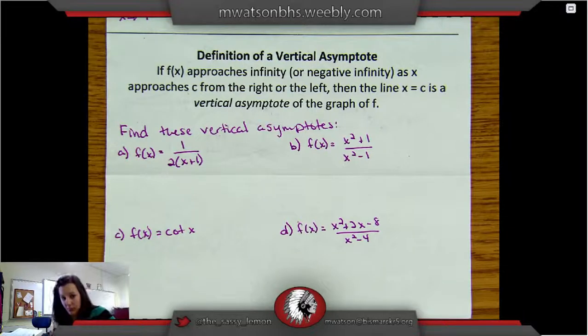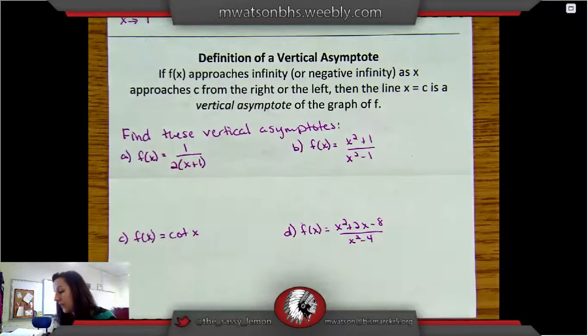That makes sense to me. I don't know if it does to you, but I want to get you used to seeing that language. So basically, this is just saying that if your function has an infinite limit at a point c, then x equals c is a vertical asymptote. If you have infinite limits, then you're having an asymptote of some kind. That's basically what this is saying.